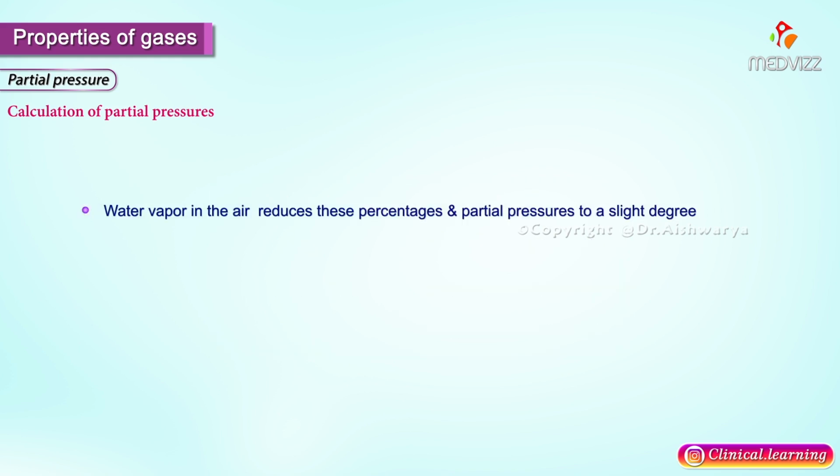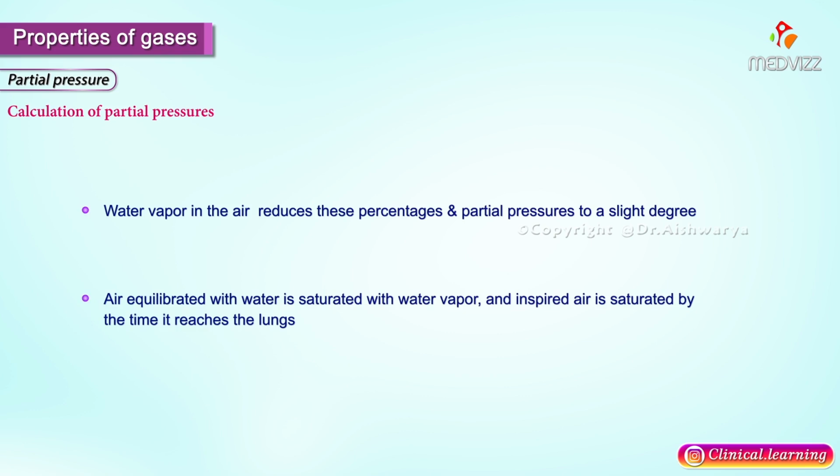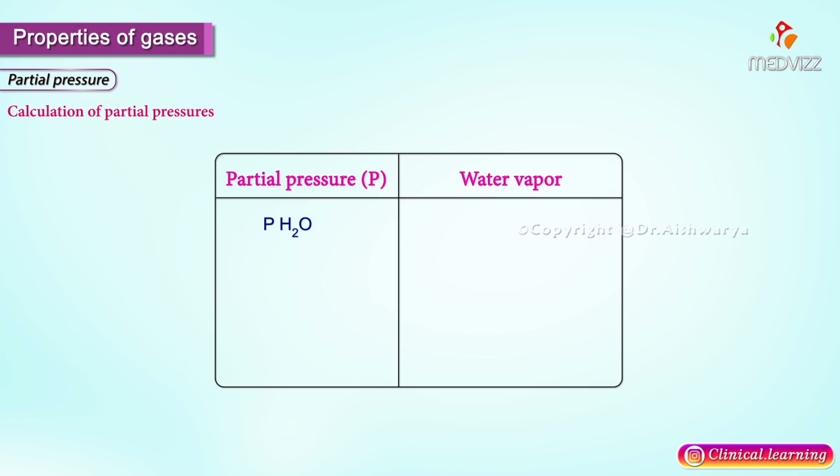The water vapor in the air in most climates reduces these percentages, and therefore the partial pressures are reduced to a lesser extent. The air equilibrated with water is saturated with water vapor, and inspired air is saturated by the time it reaches the lungs. So the partial pressure of water vapor at body temperature, that is 37 degrees centigrade, is 47 mm of mercury.